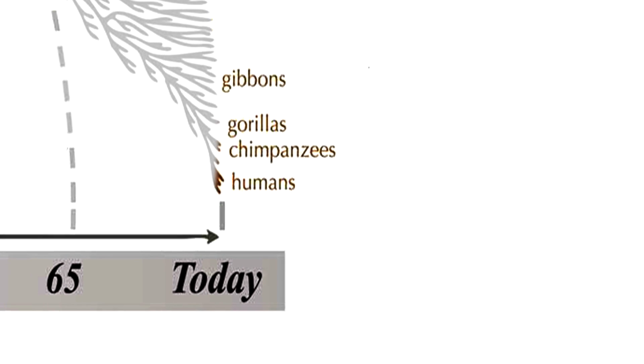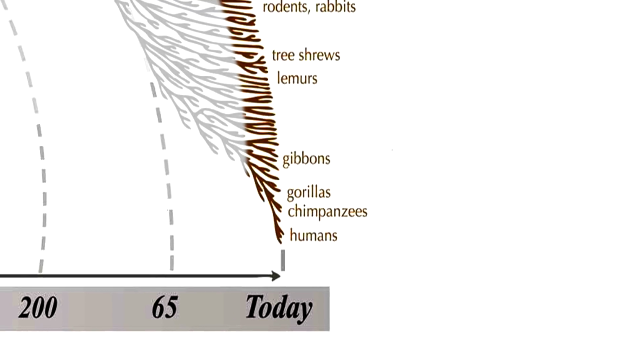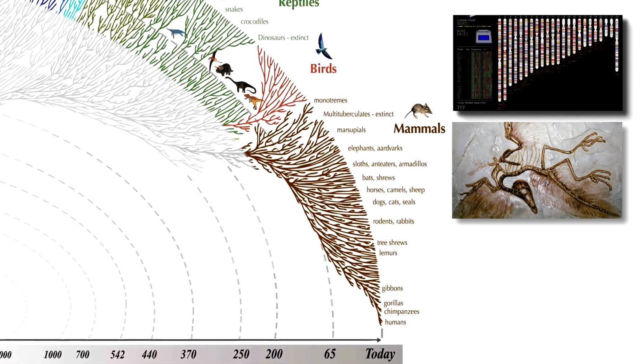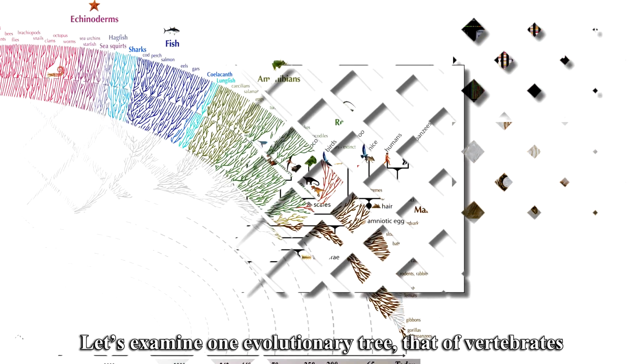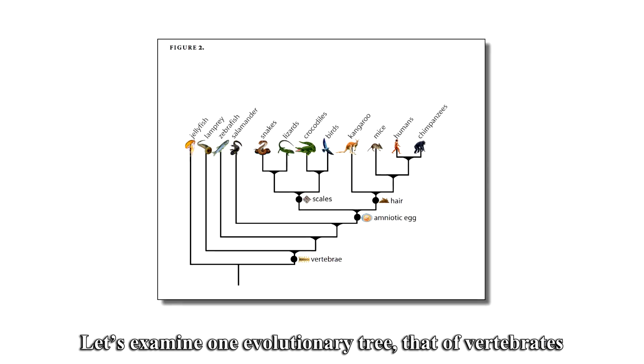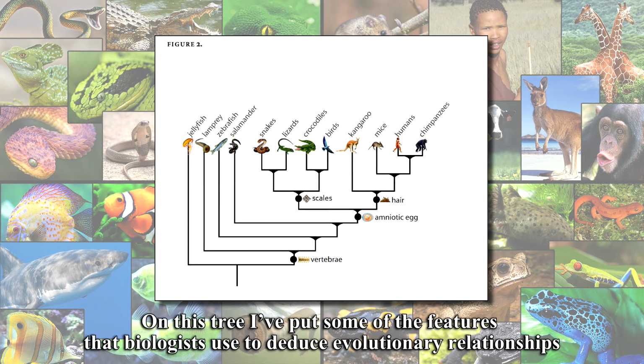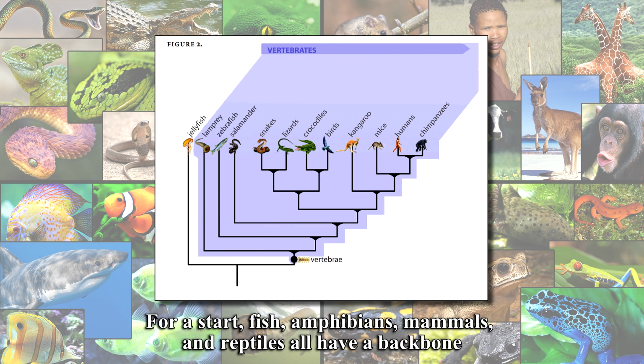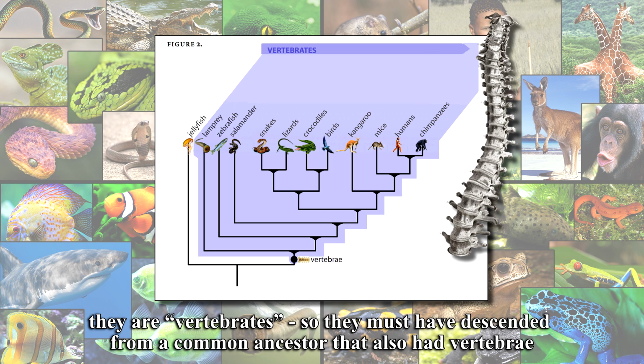It simply means that we can always look back in time using either DNA sequences or fossils and find descendants joining at their ancestors. Let's examine one evolutionary tree, that of vertebrates. On this tree, I've put some of the features that biologists use to deduce evolutionary relationships. For a start, fish, amphibians, mammals, and reptiles all have a backbone. They are vertebrates, so they must have descended from a common ancestor that also had vertebrae.